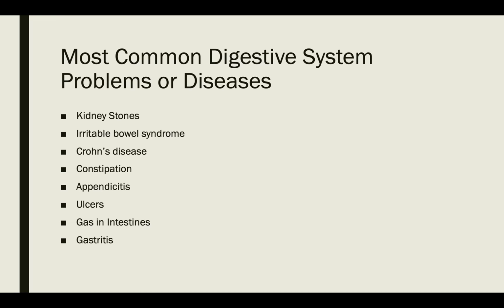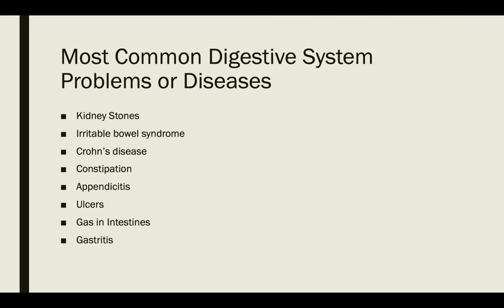So, the most common digestive system problems or diseases: you have kidney stones, irritable bowel syndrome, Crohn's disease, constipation, appendix problems, ulcers, gas in intestines, and gastritis. I'm going to talk a little bit about Crohn's disease. Crohn's disease affects the terminal ileum, which connects the end of the small bowel and the beginning of the colon.